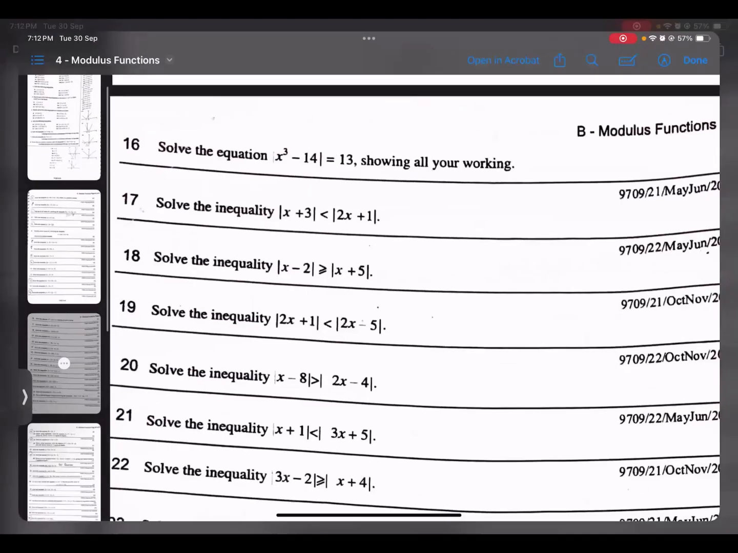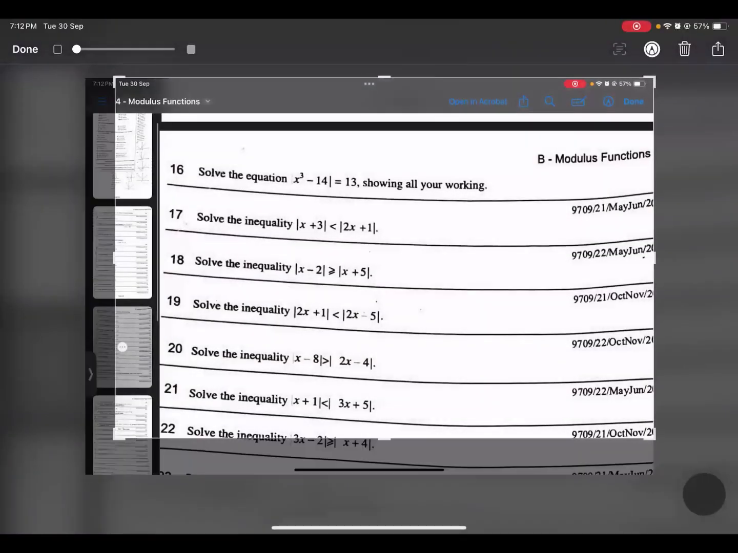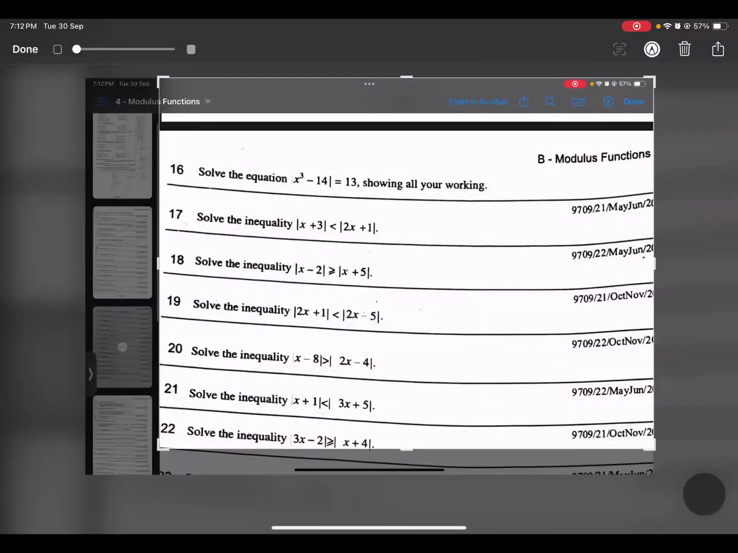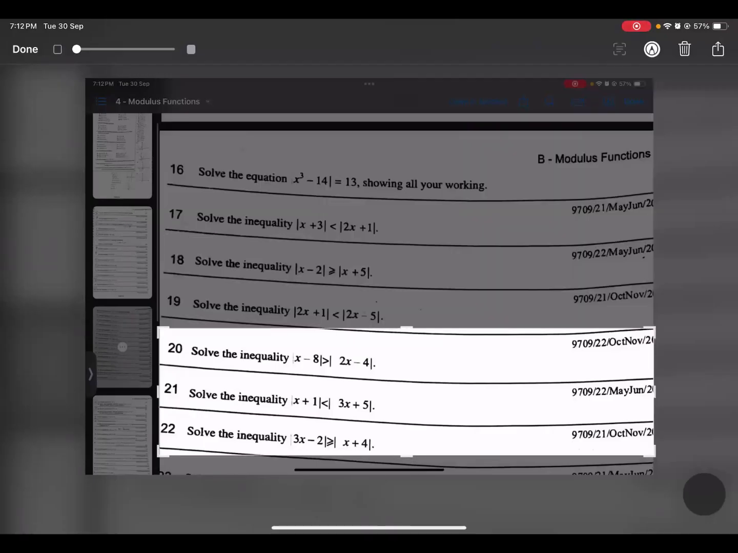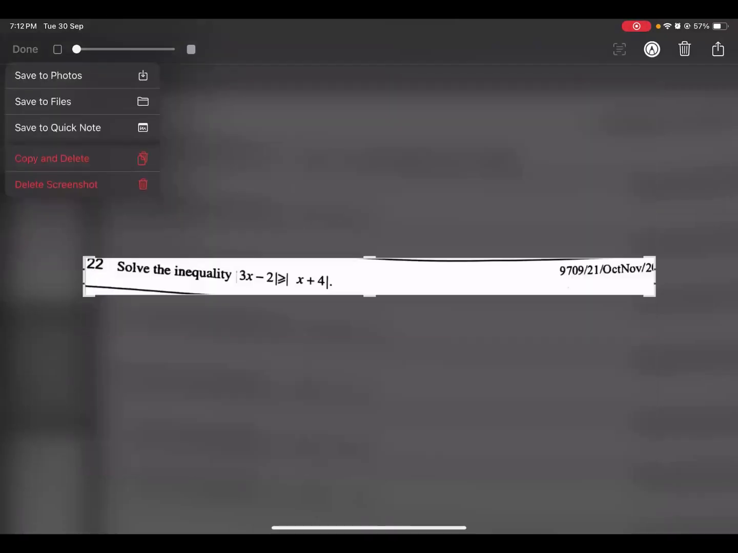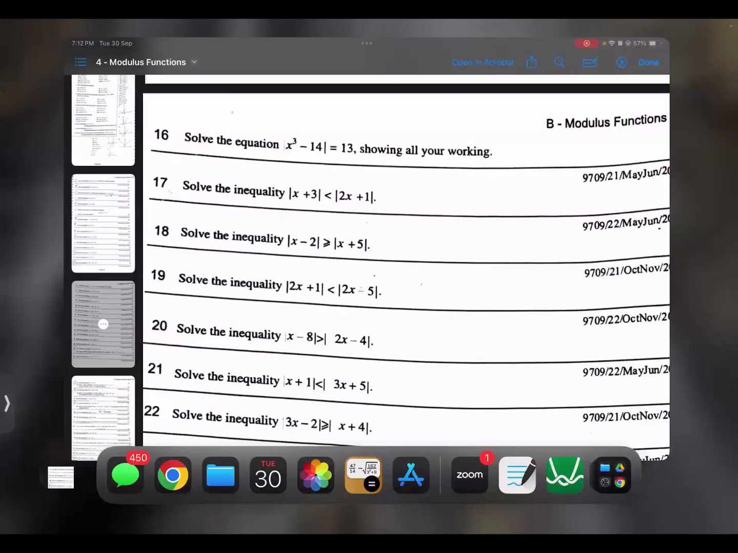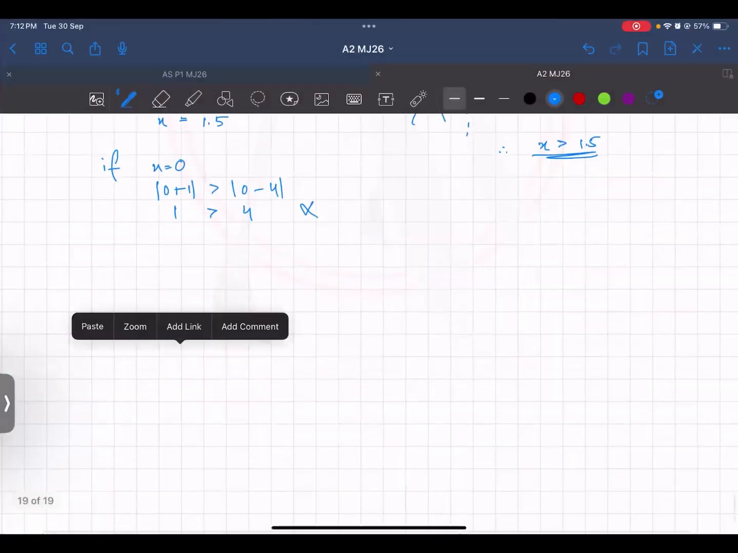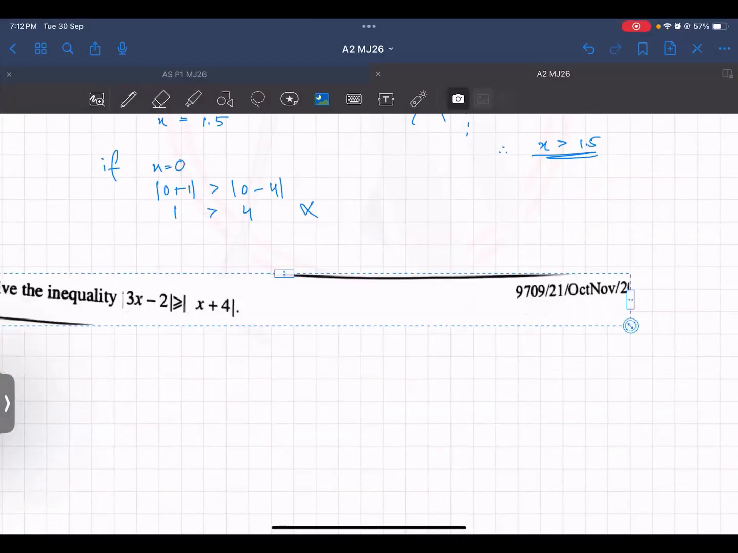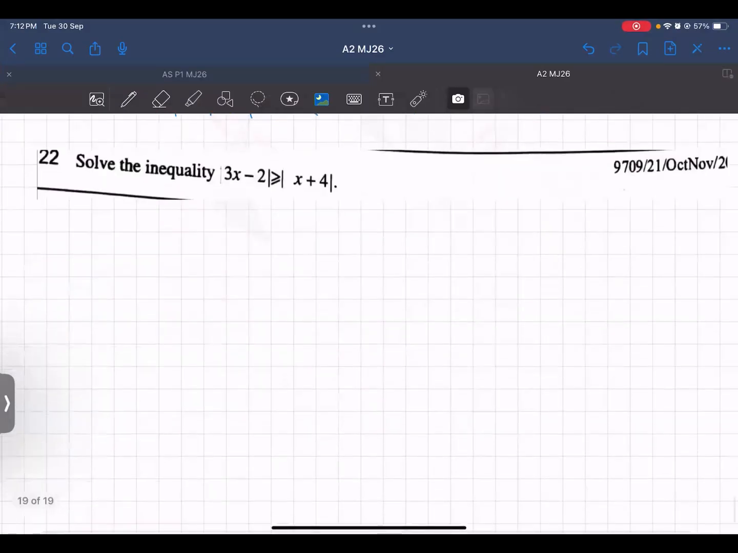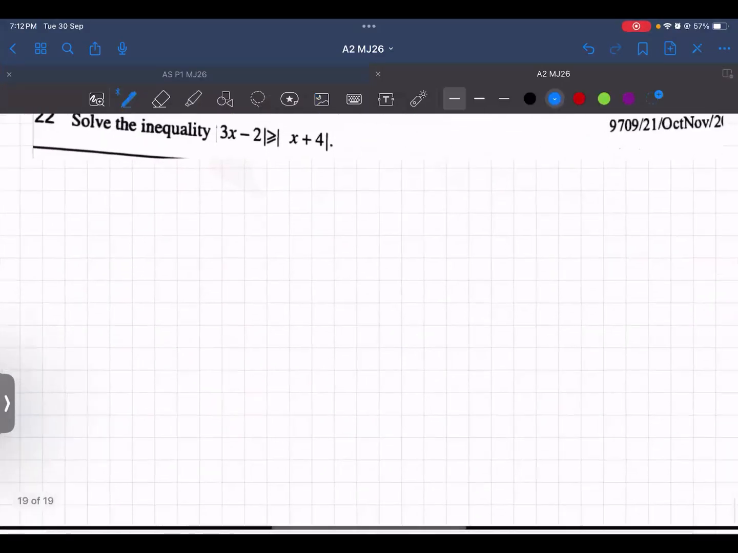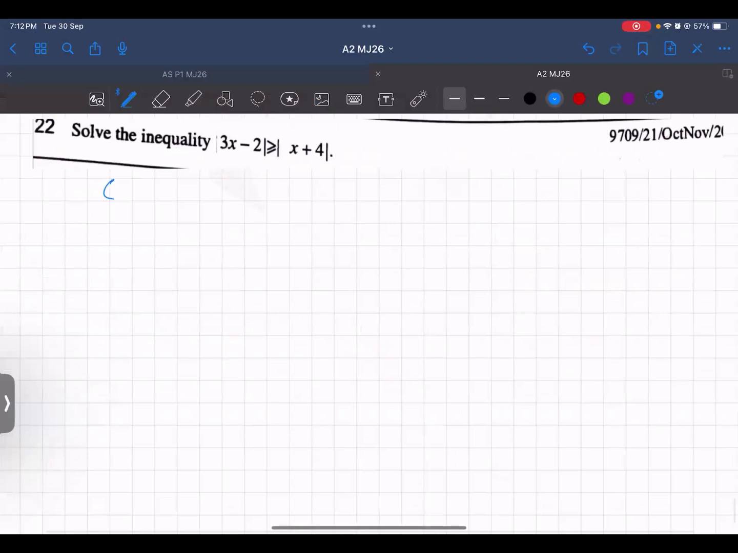Okay, let me do this one. So |3x − 2| ≥ x + 4. Forget about the inequality.